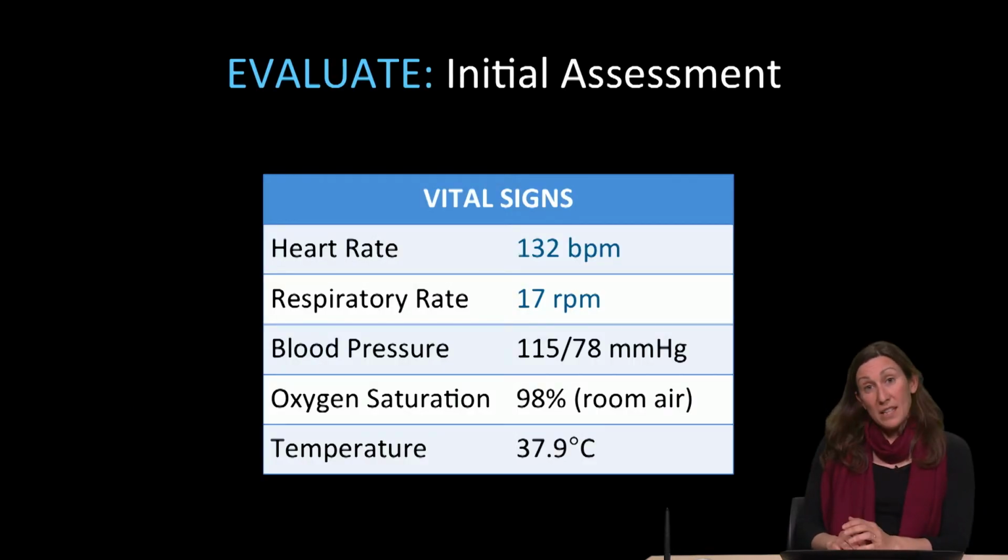An essential part of the initial assessment is obviously the vital signs. So as you noted on your circulatory exam, he had a fast rate, and we have his heart rate at 132 beats per minute. He's breathing at 17. His blood pressure is normal at 115/78. His oxygen saturation is also normal on room air at 98%, and his temperature is 37.9.